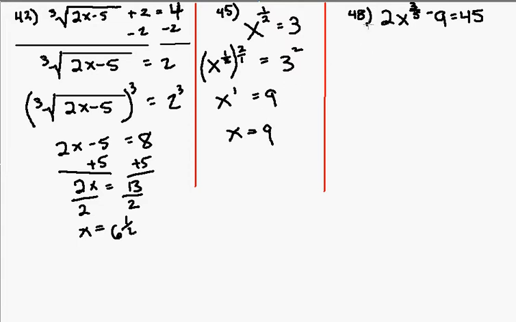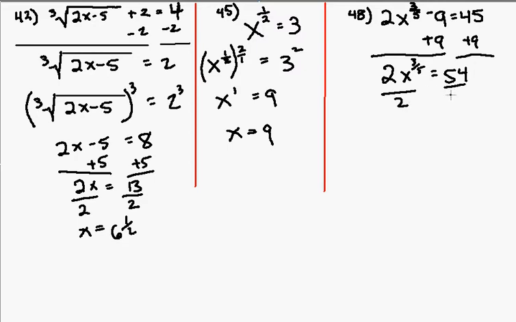Done with 45. Here, I've got to isolate the expression that contains the exponent. So first thing I'm going to do is add 9 to both sides of the equation. So here I have 2 times x to the 3/5. And let's see, 45 plus 9 is 54. Next, I'm going to divide both sides by 2. So now I have x to the 3/5. Let's see, half of 54 is 27.